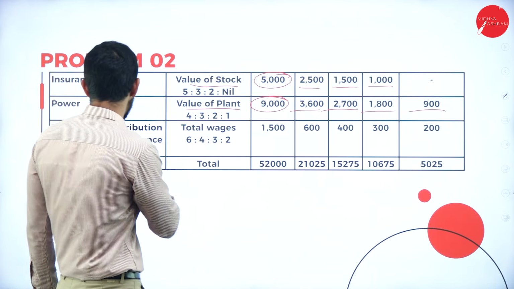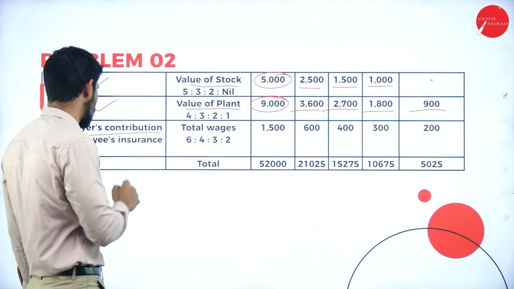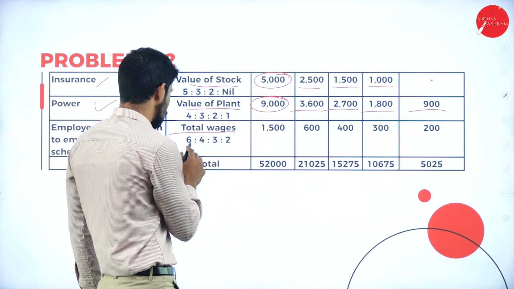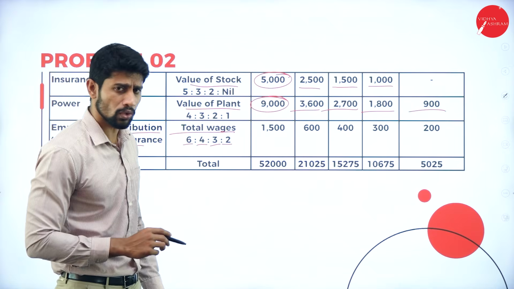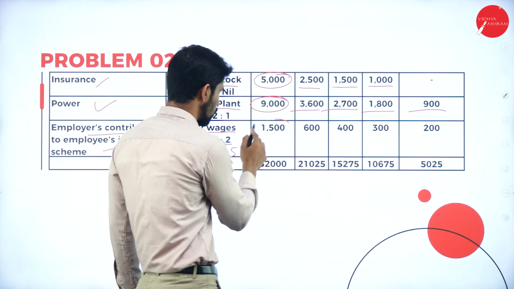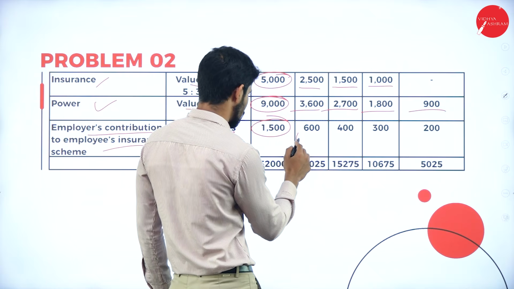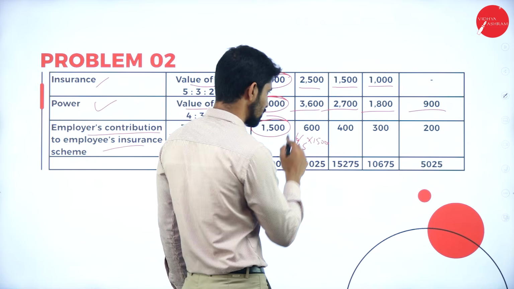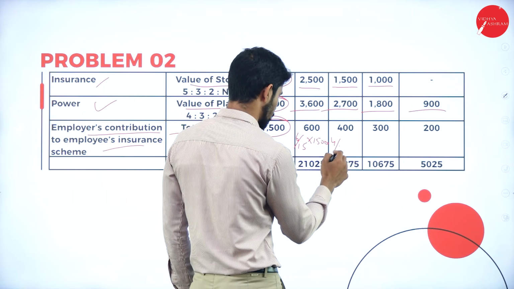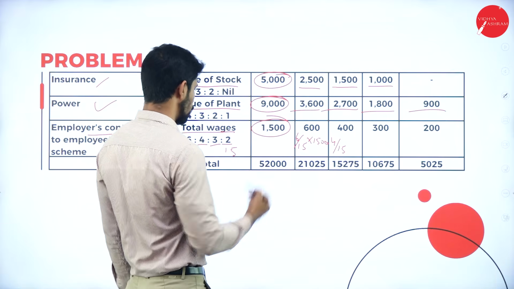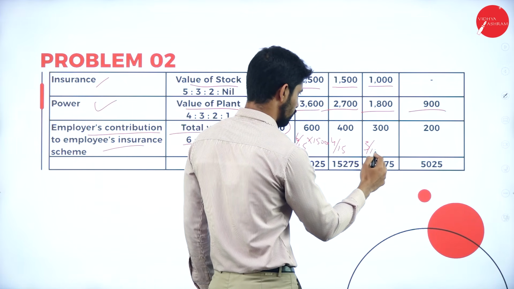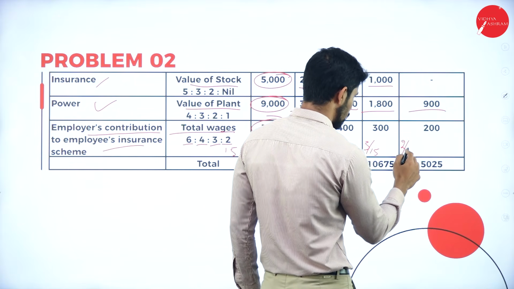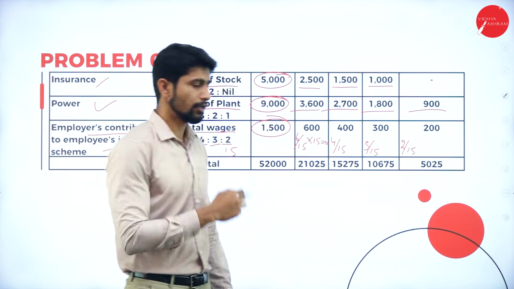And the next one is employer contribution to employees insurance scheme, which is based on the total wages. So 6 is to 4 is to 3 is to 2. Total how much will you get? It is 15. So total how much are they contributing? 1,500. So 6 divided by 15 into 1,500, you will get 600. Next, 4 divided by 15 into 1,500, you will get 400. Next, 3 divided by 15 into 1,500, you will get 300. Next, 2 divided by 15 into 1,500, you will get 200.